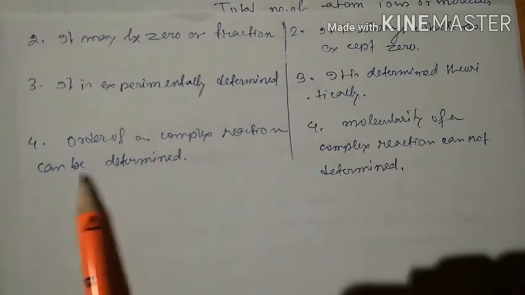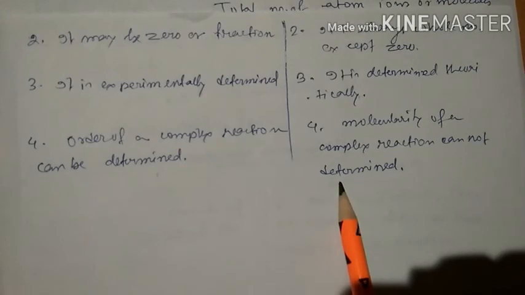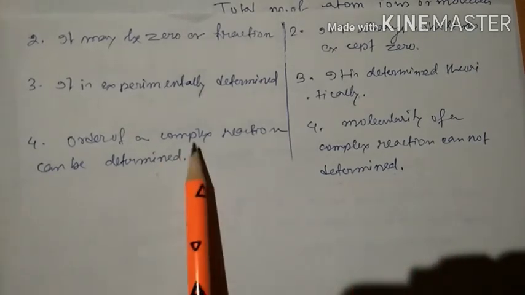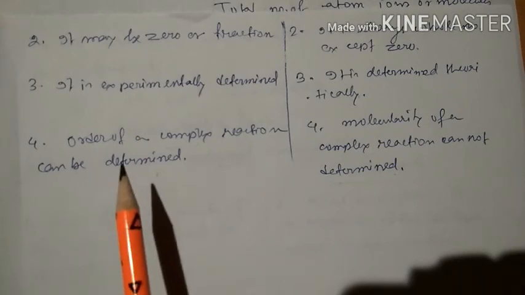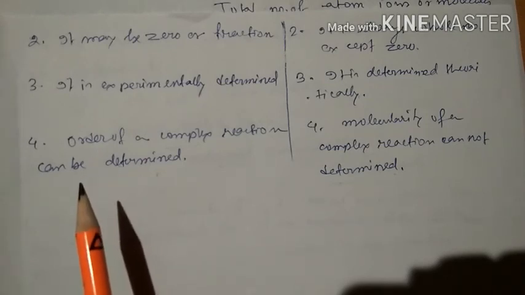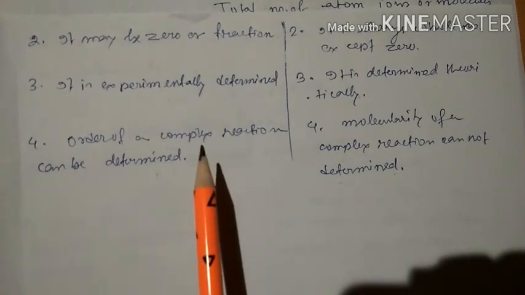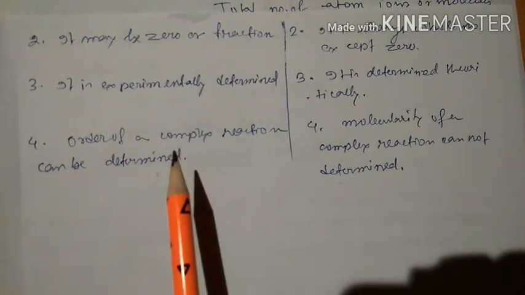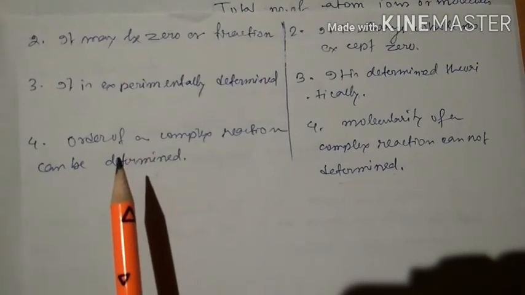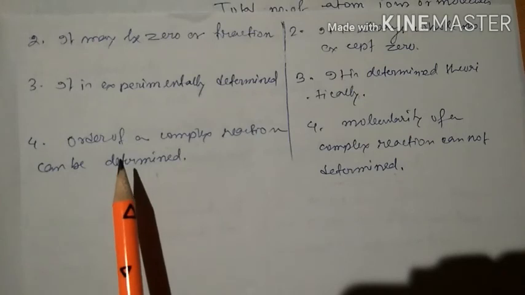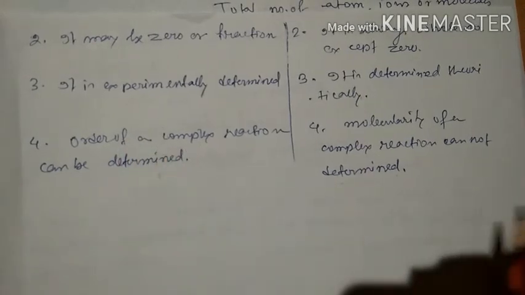The order of a complex reaction can be determined, but the molecularity of a complex reaction cannot be determined. Complex reaction means lots of reactant molecules are reacting simultaneously in a very complex way. The order of a complex reaction can be determined by specific or very sophisticated experiments, but the molecularity of a complex reaction cannot be determined either theoretically or experimentally. Okay, thank you.